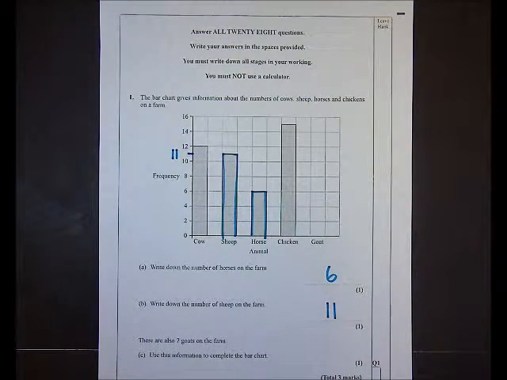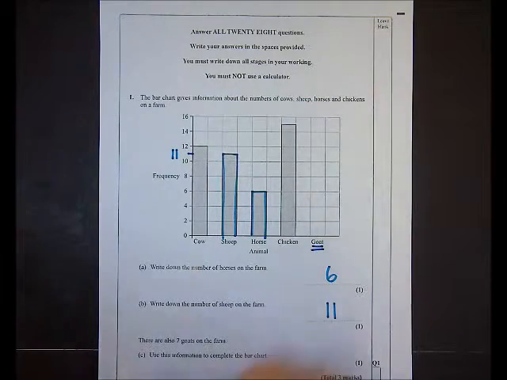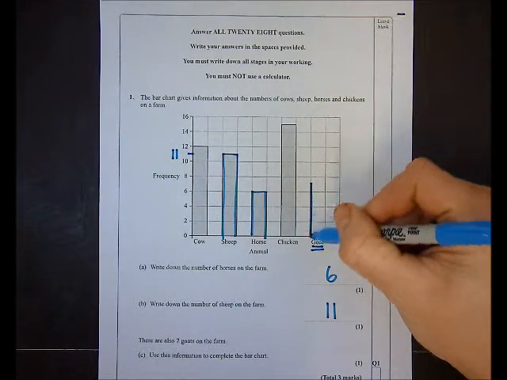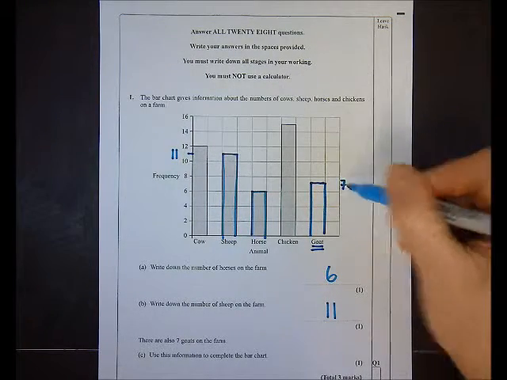And finally, in part C, I'm told that there are 7 goats on the farm, and I'm asked to complete that on the bar chart. And I'm given the location of goat here, so I need a bar going up to 7. Obviously, you would do this with a ruler. Halfway between 6 and 8, that would be 7.